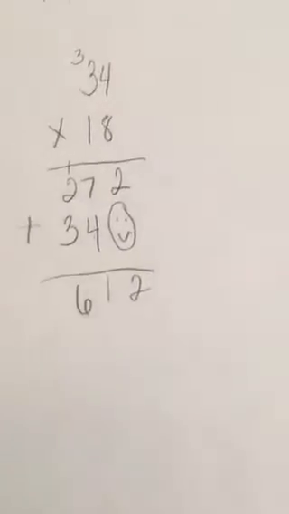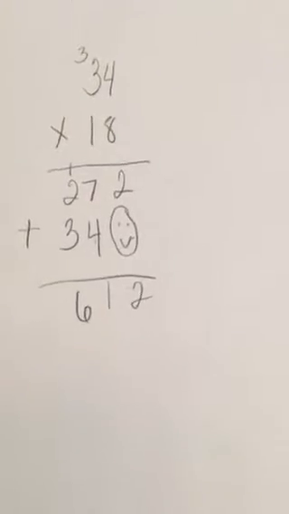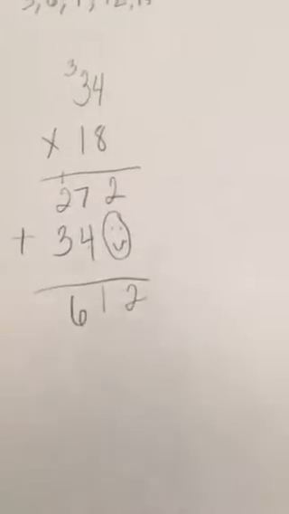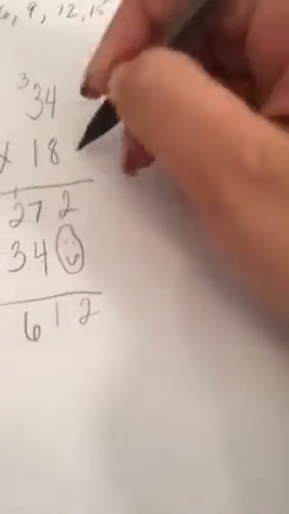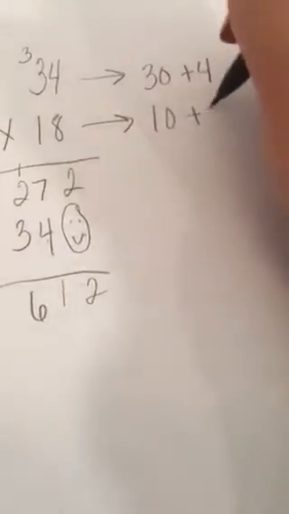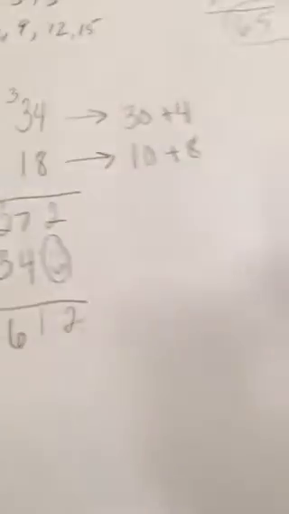Now, I'm going to do an expanded form just to show you how we can do it so that we can make sure that we're multiplying correctly. So we're going to say 34 is equal to 30 plus 4, and 18 is equal to 10 plus 8. Okay, I just expanded both of those numbers.